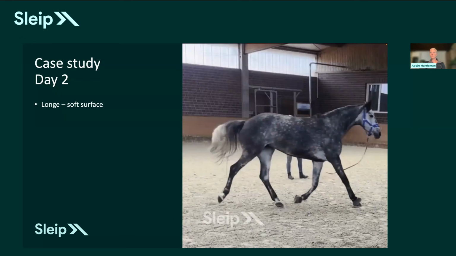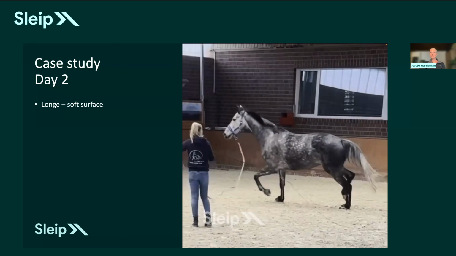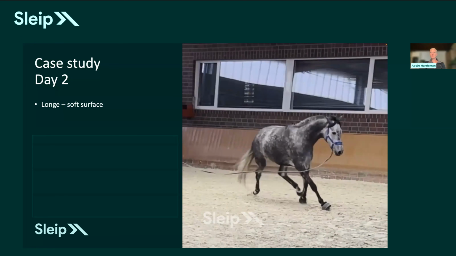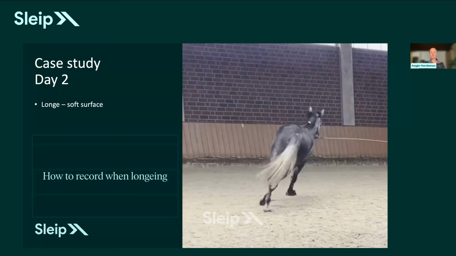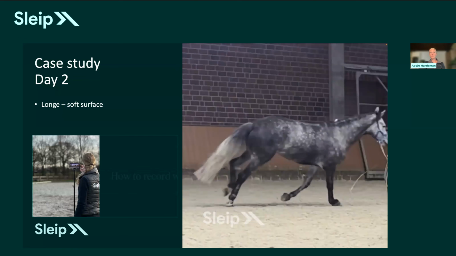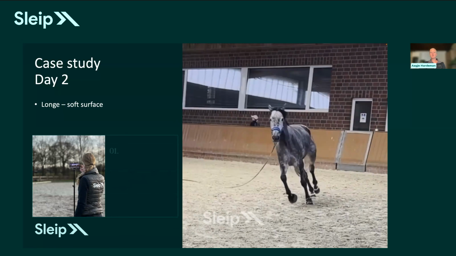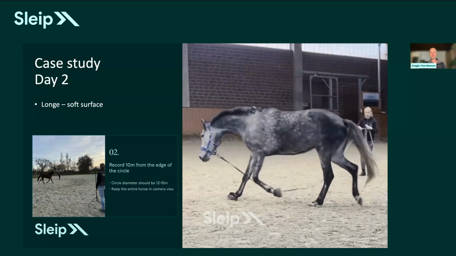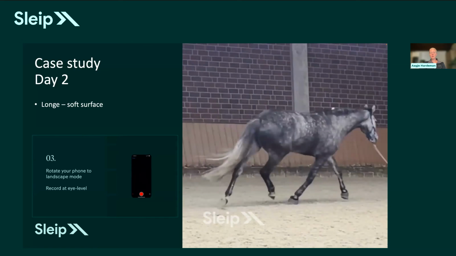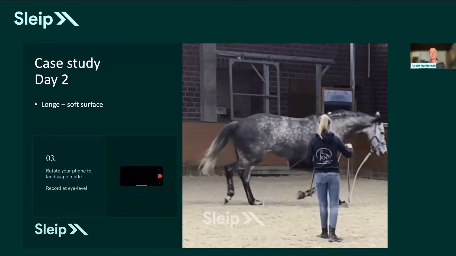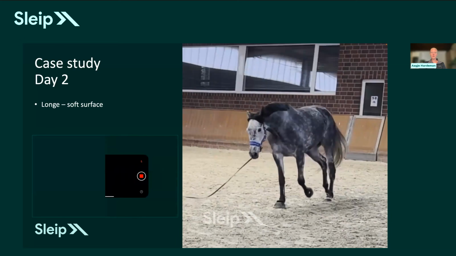I hope that you agree with me in here that we actually see a right forelameness in this horse on the left circle. And now we go to the other circle, and here I actually have the video for you on how to record when lunging. Please have a look also when you already use the application, and make sure, like you see in this presentation, that you collect one direction per recording to be able to compare them with each other. And now you know why you cannot record the left and the right lunge in one recording.